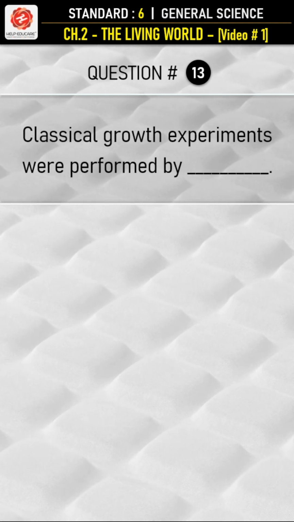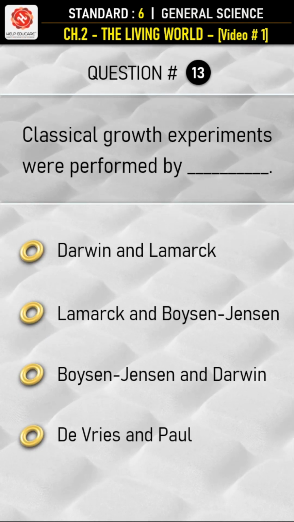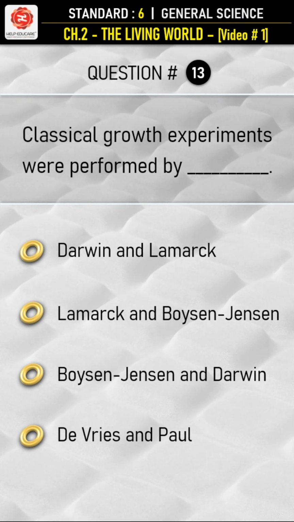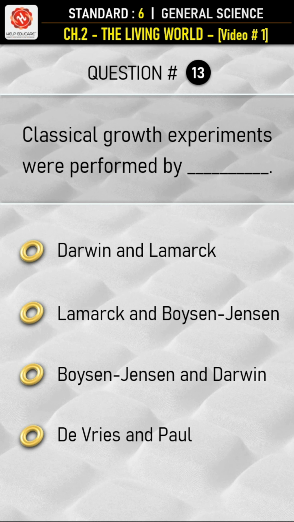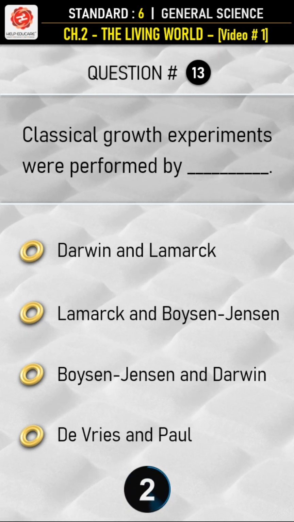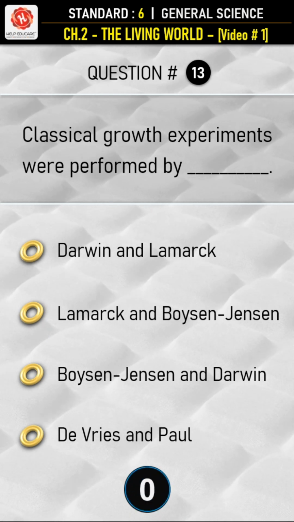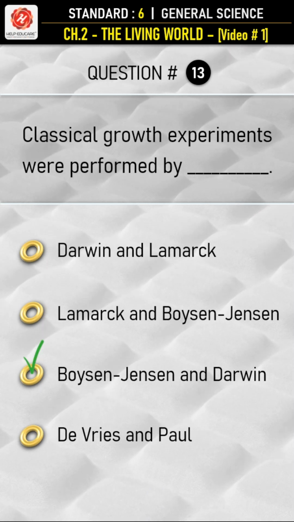Question number 13. Classical growth experiments were performed by dash. First option, Darwin and Lamarck. Second option, Lamarck and Boysen-Jensen. Third option, Boysen-Jensen and Darwin. Fourth option, De Vries and Paul. Answer will be shown after 5 seconds. Your time starts now. Correct answer is Boysen-Jensen and Darwin.